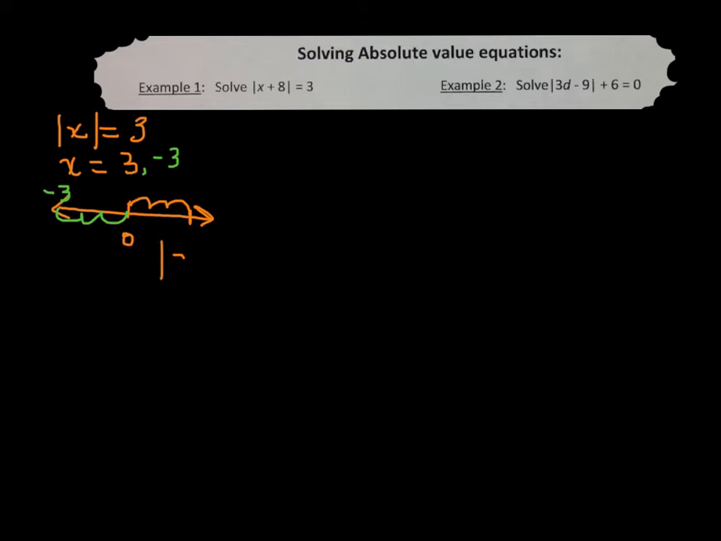I have that the absolute value of x plus 8 has to equal 3. What that means is the absolute value of this has to give me a 3. So I know this expression could equal 3, but it could also equal negative 3, because the absolute value of negative 3 will also equal 3. So I'm going to set up two equations to solve. This number inside the absolute value brackets could be 3, but it could also give me negative 3.